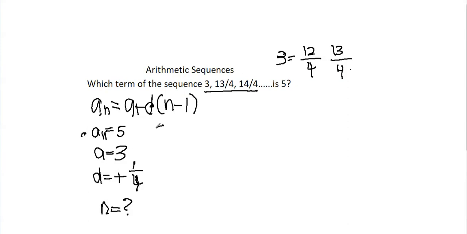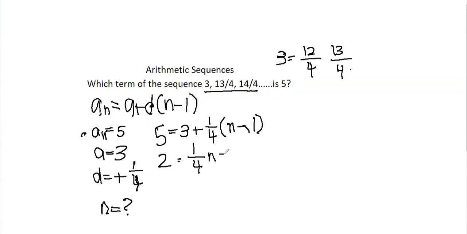So we know that 5 is equal to a, which is our 3, plus 1/4 times n minus 1. Oops, sorry, that's a subtraction sign. So the first thing we're going to do is subtract 3 from each side. So we're going to get 2. And we're also going to distribute the 1/4 to both n and negative 1. So we're going to get 1/4 n minus 1 over 4.